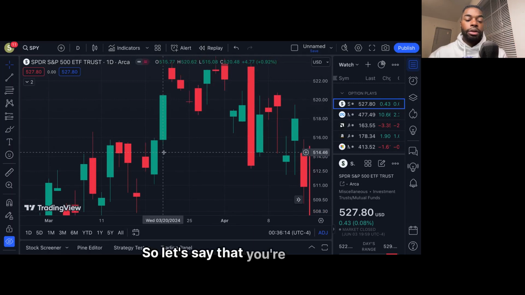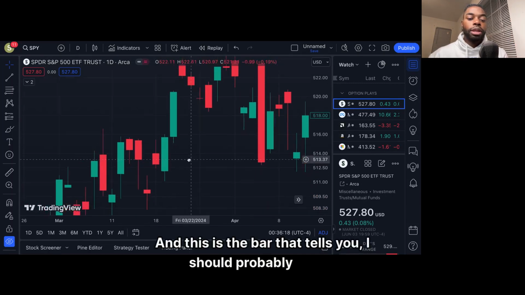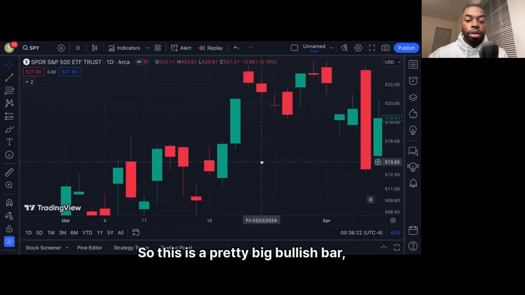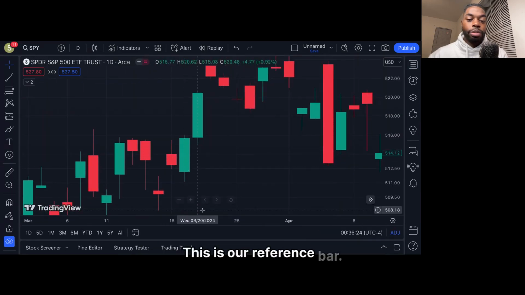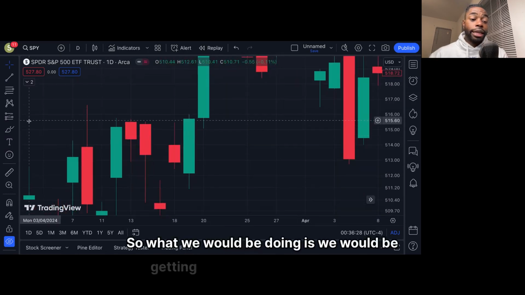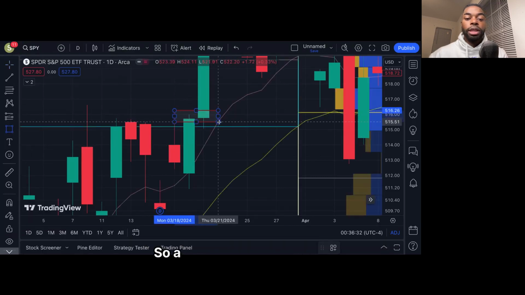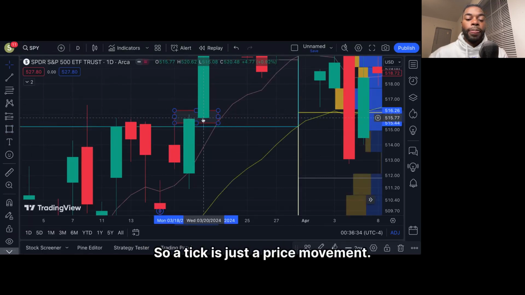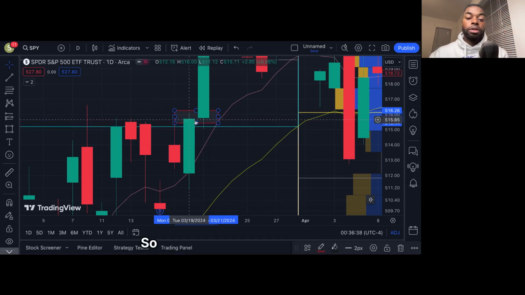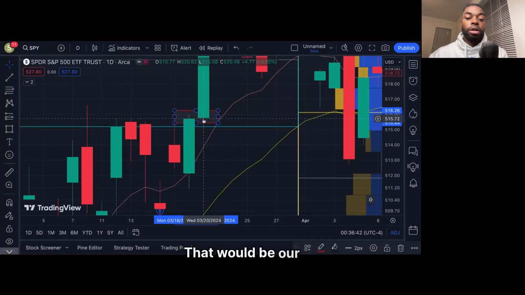So let's say that you're going to go long, and this is the bar that tells you, oh, I should probably get in. So this is a pretty big bullish bar. Okay, this is our reference bar. So what we would be doing is we would be getting in one tick after that forms. So a tick is just a price movement. So one movement in price. Okay, one increment in price. So we would get in one tick above this bullish bar. That would be our entry.